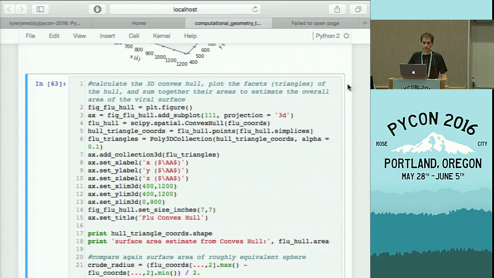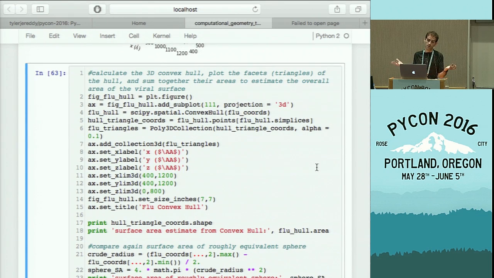even though it's not a perfect sphere. And the same thing could be said, I mean, it doesn't have to be a virus. It could be a planet. Again, any kind of roughly spherical object, or really any arbitrary object, we could take and calculate the convex hull, and then estimate its surface area based on the breakdown of that convex hull into its constituent simplices or its constituent triangles.